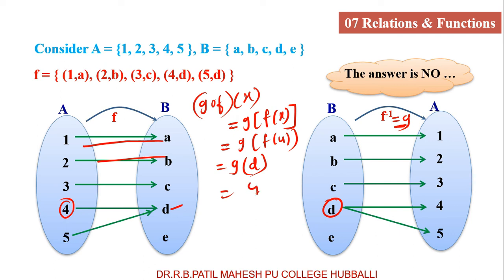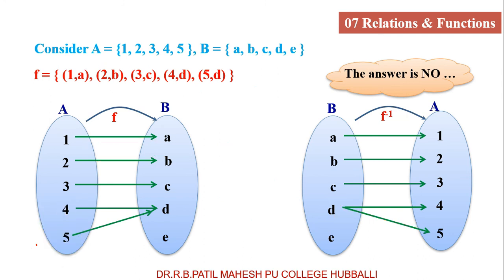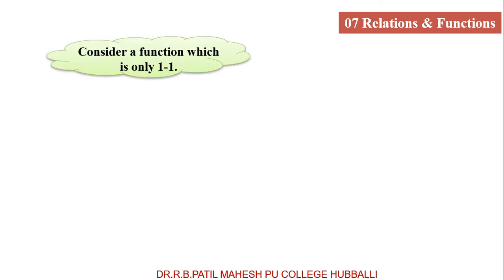If I write 4, then you may think, sir, why not 5? You can see d is related to 4, and d is related to 5. So there exist two elements. It means that it is not the identity. Hope you are understanding. This is not the identity, because identity means same. g of d should give only one element, but unfortunately we have two elements. Hence, can we define an inverse for this function? The answer is no.